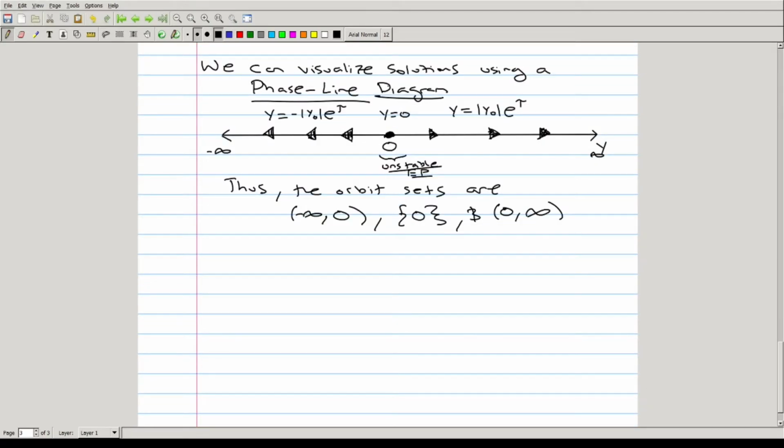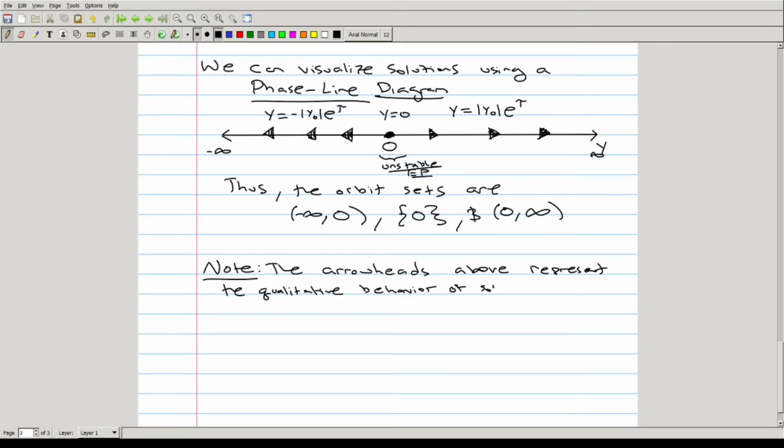So I want to note here that the arrowheads above represent the qualitative behavior of solutions with initial conditions in the orbit set. And this makes a lot of sense here.